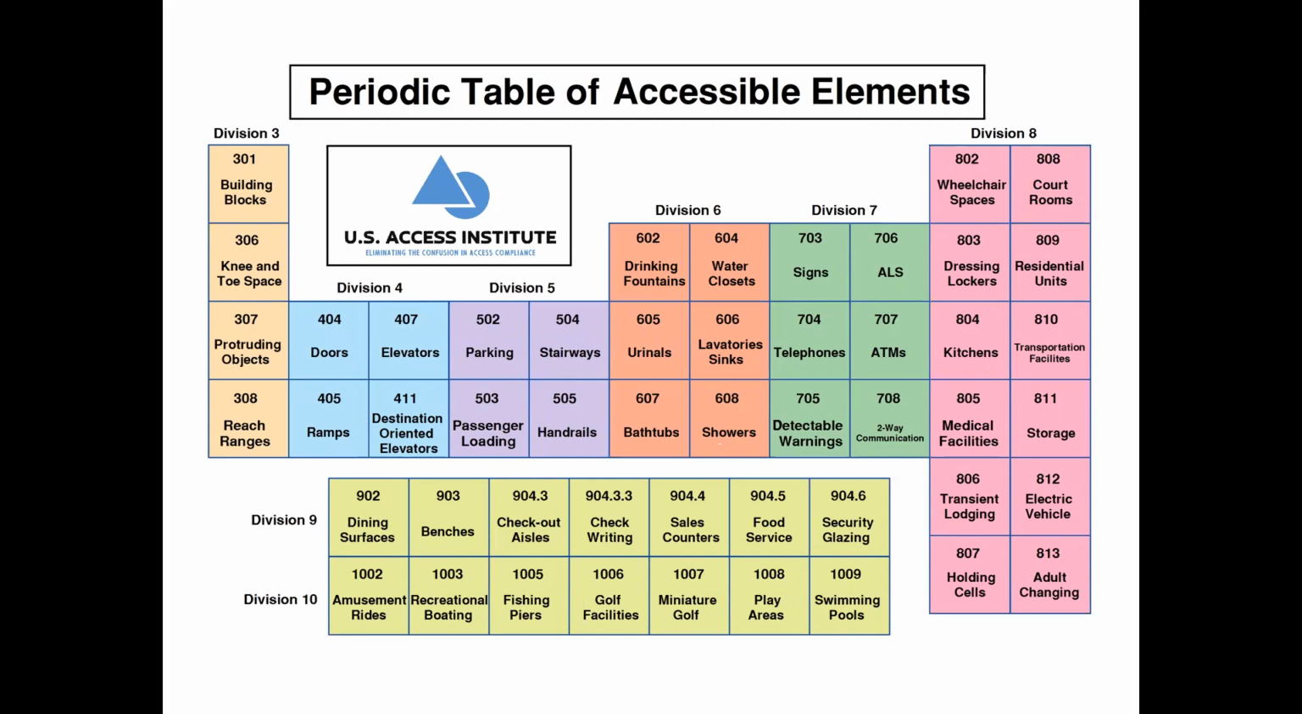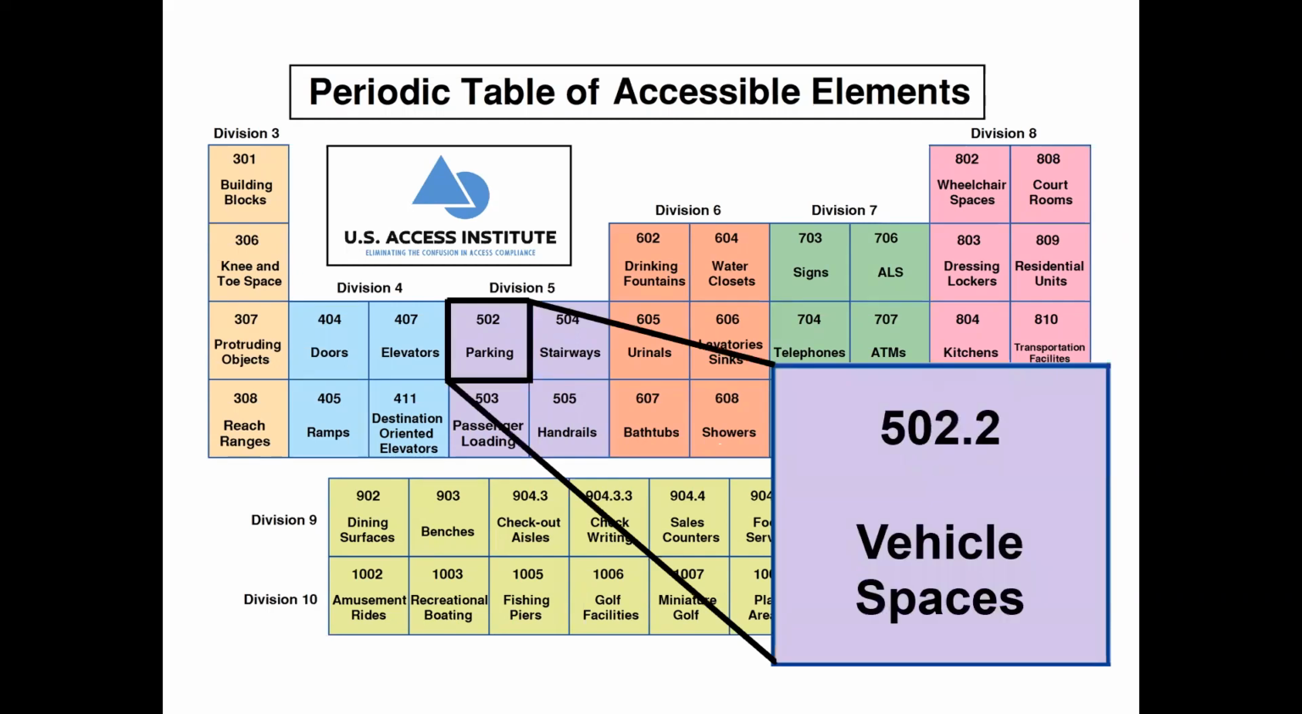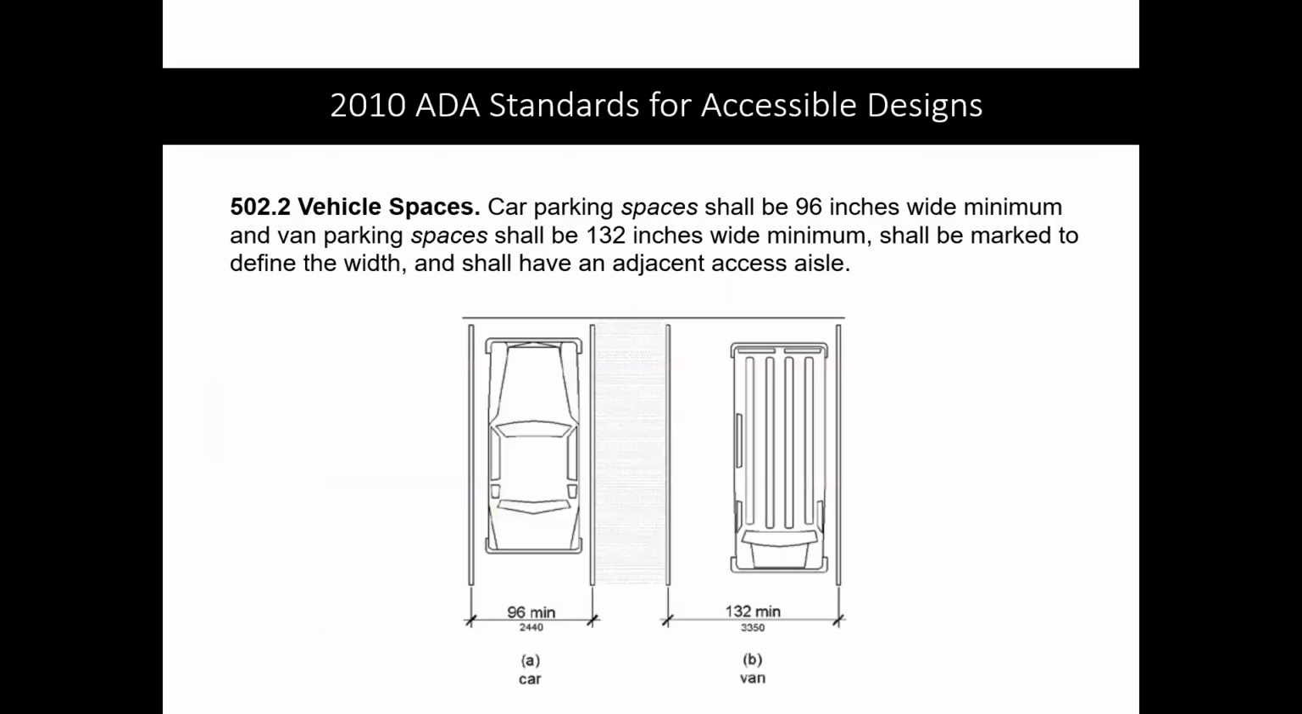Here we go. First, we start with the periodic table of accessible elements. It's not a real table in the access standard sense of things, but hey, we want to make access fun. Then we drill down to section 502, and that covers accessible parking space requirements. Next, we see section 502.2 that covers accessible vehicle spaces.